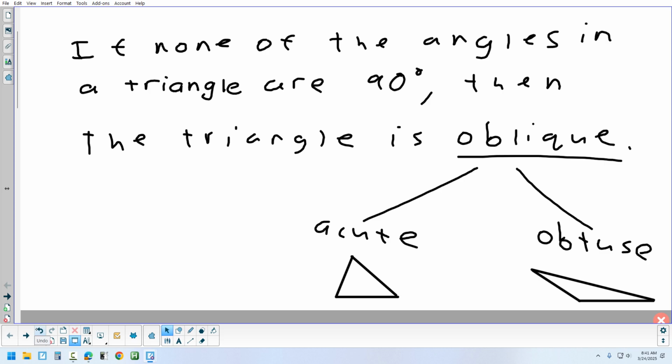Could you have two angles bigger than 90? Not in a triangle, no. Because what do all the angles add up to? 180. So if you had two bigger than 90, well, now you're looking at a four-sided shape or higher. Okay, you can't do it with a three-sided shape.